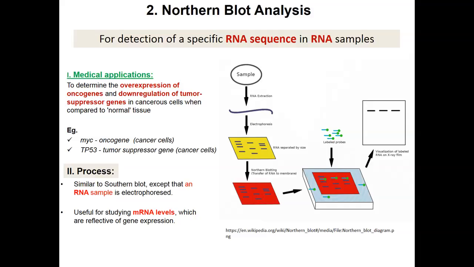You develop it. Has anybody developed an X-ray? You take the X-ray film and go and develop it, and then you see the picture of the person's. Same thing. Because it's radiolabeled, it releases photons, so they will make a mark on the X-ray film. Once you develop it, you're going to see bands like this.